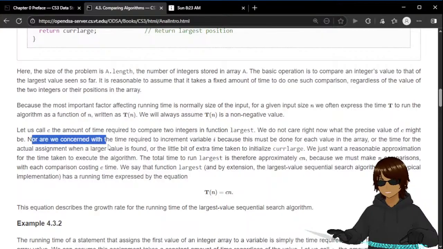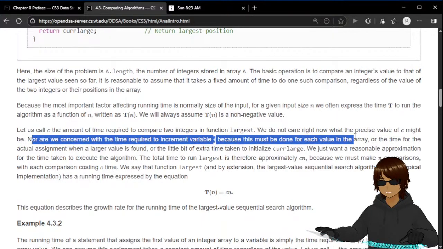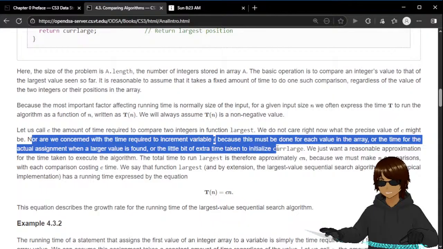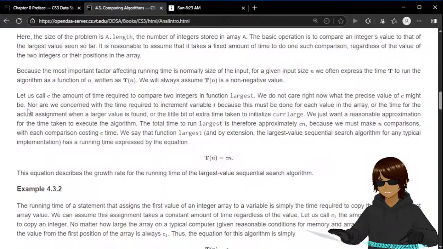They said they're not concerned with the time required to increment variable i, because this must be done for each value in the array, or the time for the actual assignment when a larger value is found, or the little bit of extra time to initialize current largest. I don't get this point.